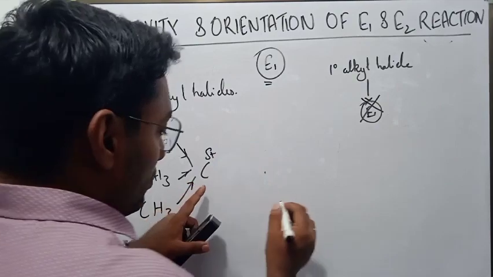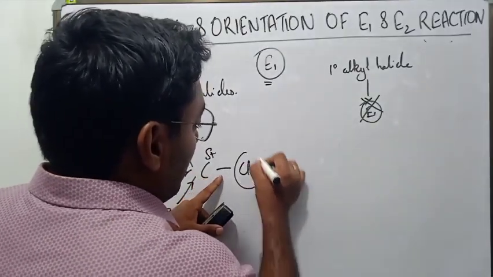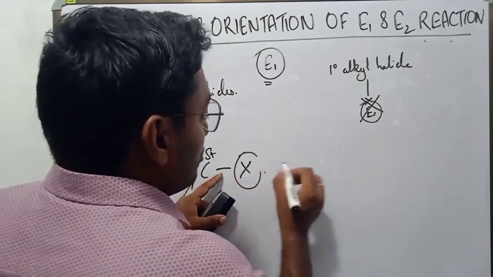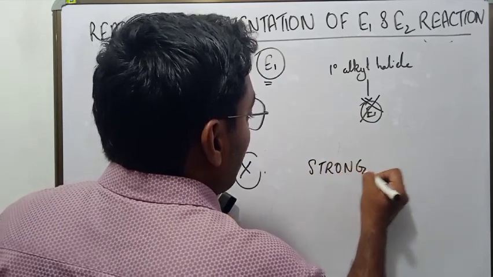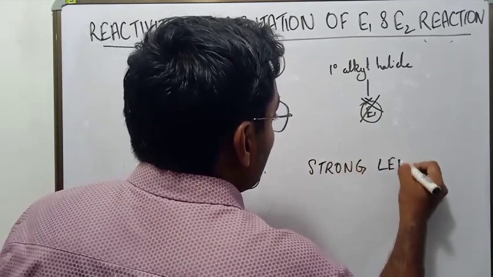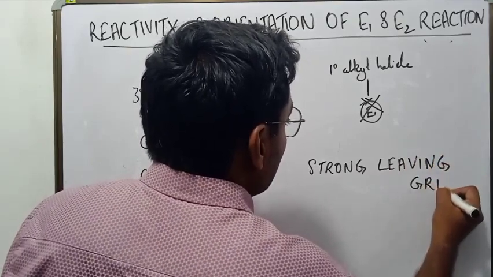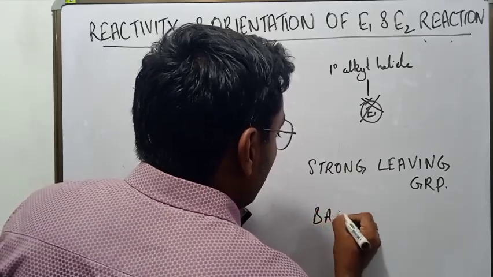But there are two conditions. Condition number 1, the leaving group X should be a strong leaving group, so that it ionizes fast. And the second condition is that the base should be weak.